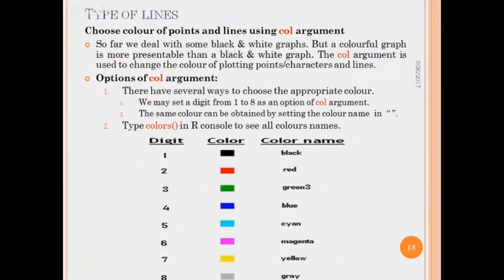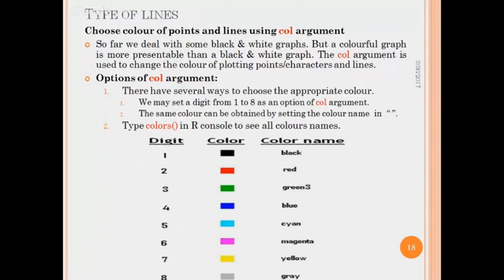Then comes color. Color is an important argument which will help you in giving a color to the line or to the font or to other elements of your graph. If you want to see how many colors are available in R, in the R console you can simply pass this command, colors, with parentheses as you write the name of a function. This colors function will allow you to see the list of all colors.